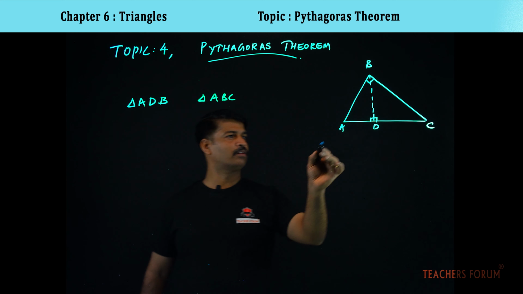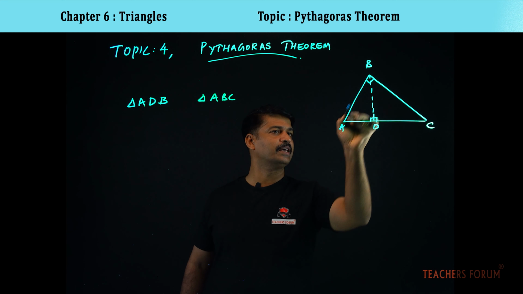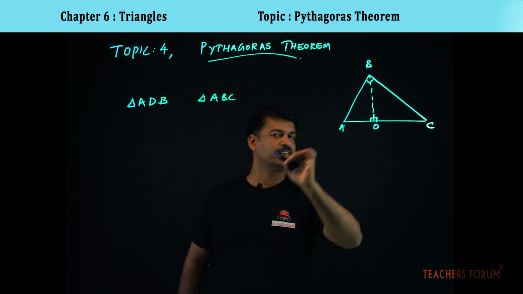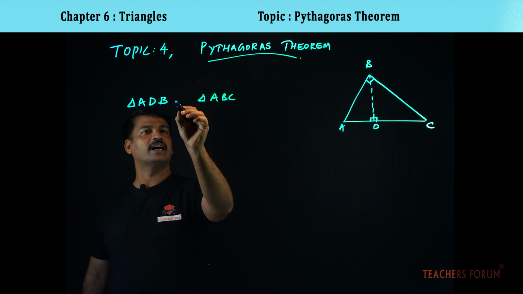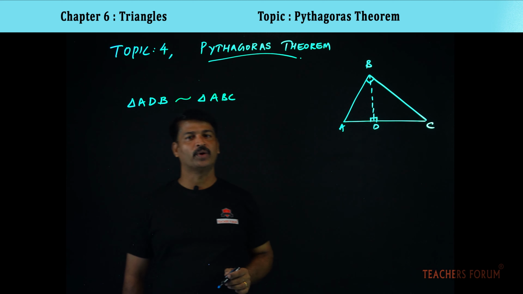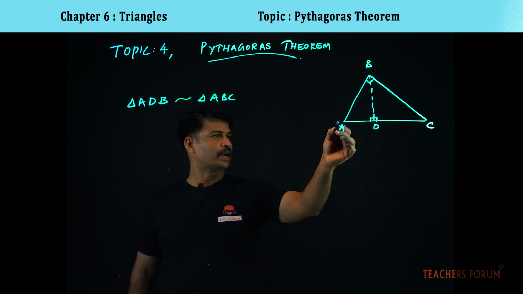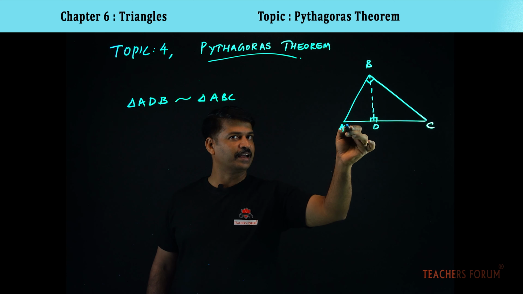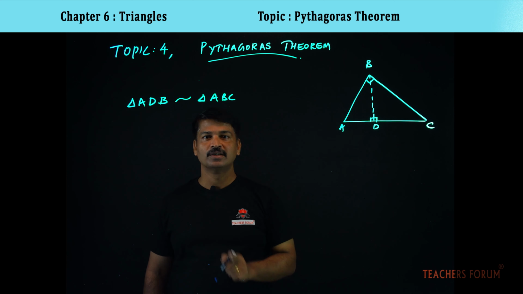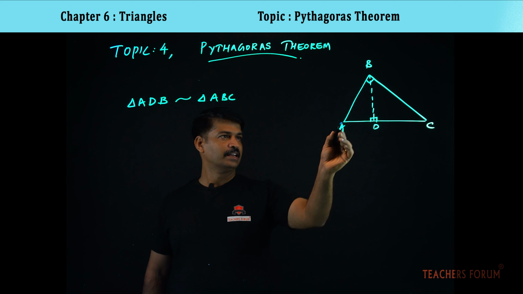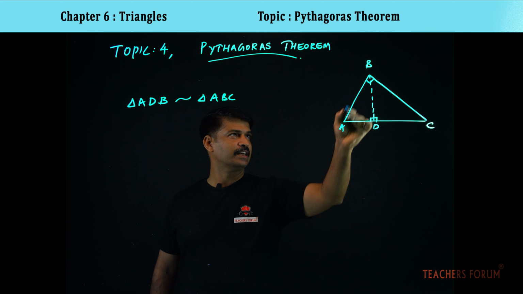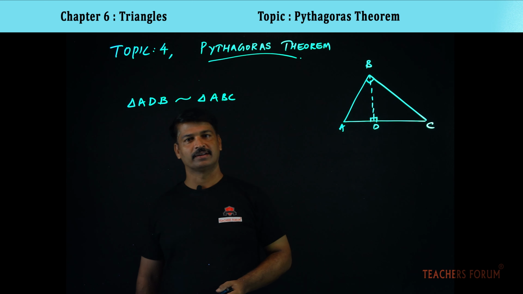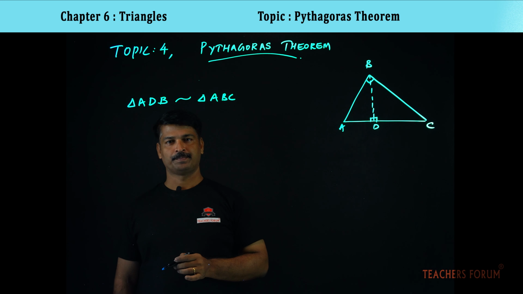What can you say about ADB and ABC? These two triangles are similar. Can you tell me why? In triangle ADB, angle A is there. In triangle ABC, angle A is there. So angle A is common. Is it clear? In ADB, angle A is there. In ABC also, angle A is there. So angle A is common.